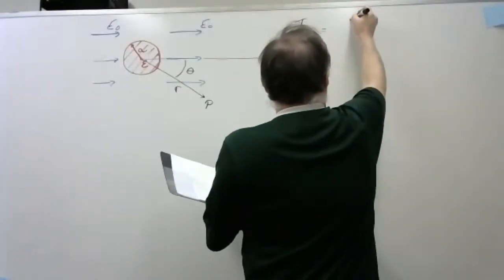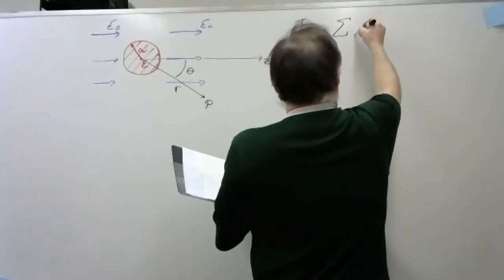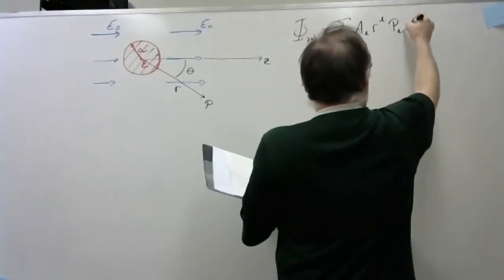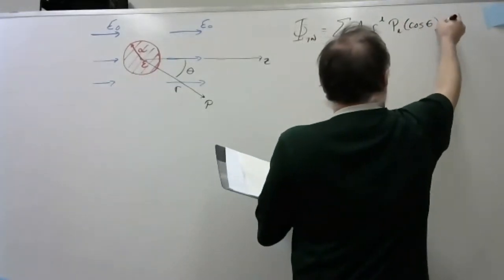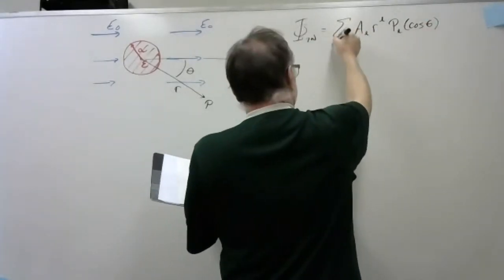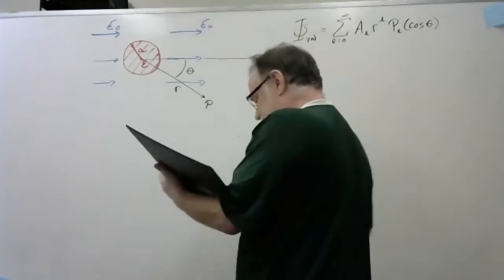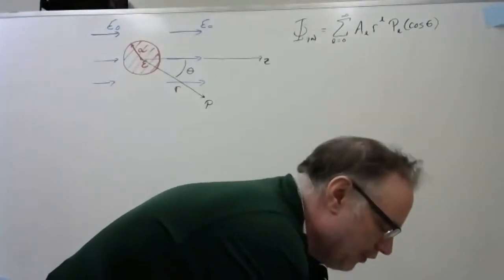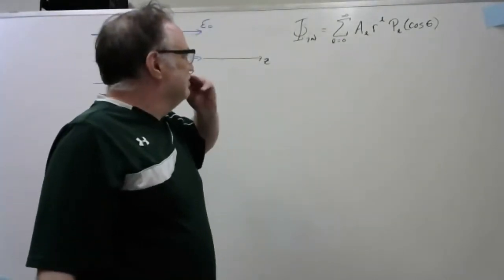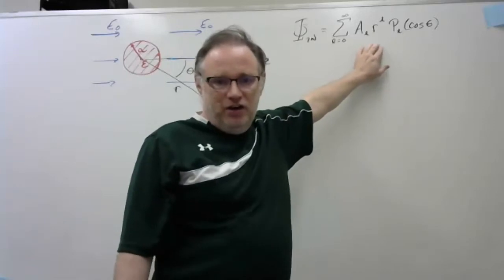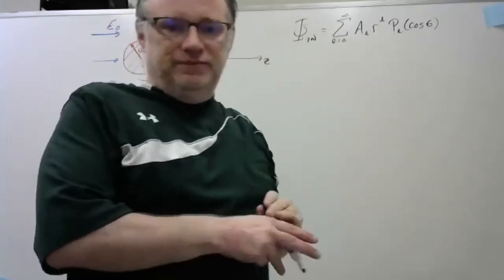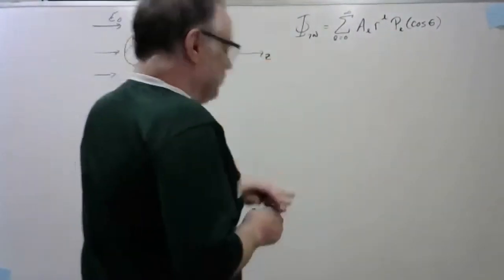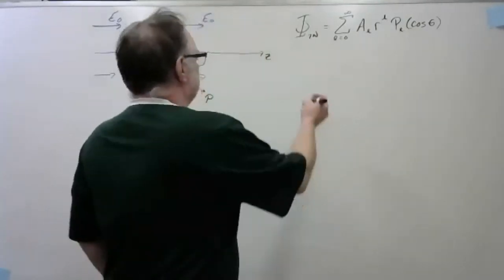So inside we get this: the sum over A sub L R to the L P sub L cos theta from L equals 0 to infinity. And the reason why we don't see the other term there with the 1 over R to the L plus 1 is because this has to be finite at R equals 0. So therefore, we only get the set of coefficients multiplying the positive powers of R. Now on the outside, we get both.